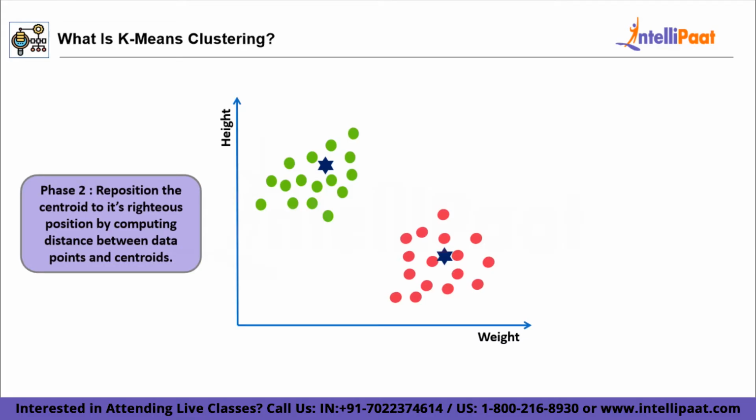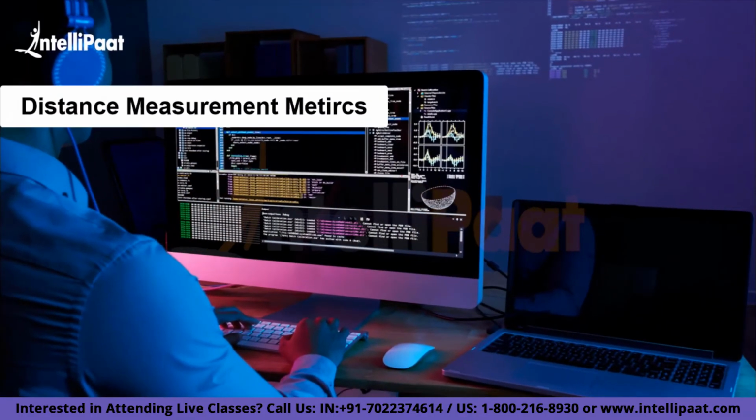In this graph, the centroid doesn't need any more repositioning, and it means the algorithm has converged and we have two clusters with two different centroids. Now, how exactly are we going to compute the distance between centroid and other points? Well, for that purpose, we have four different methods.